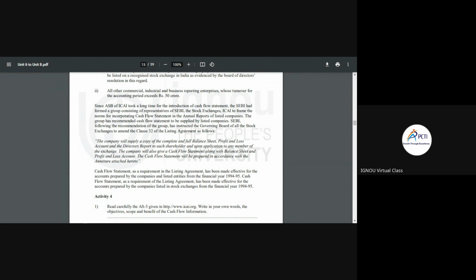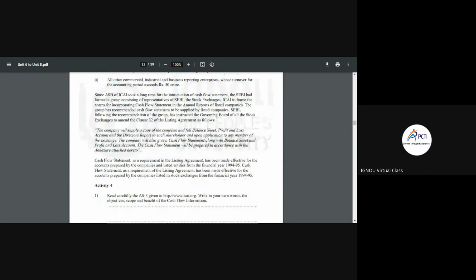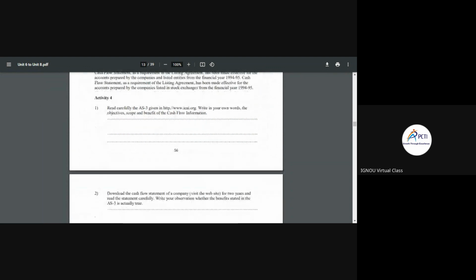So the cash flow statement as a requirement in the listing agreement has been made effective for the accounts prepared by the companies listed from the financial year 1994-95, and the cash flow statement as a requirement of the listing agreement has been made effective for the accounts prepared by the companies that will be listed on a stock exchange from the financial year 94-95.